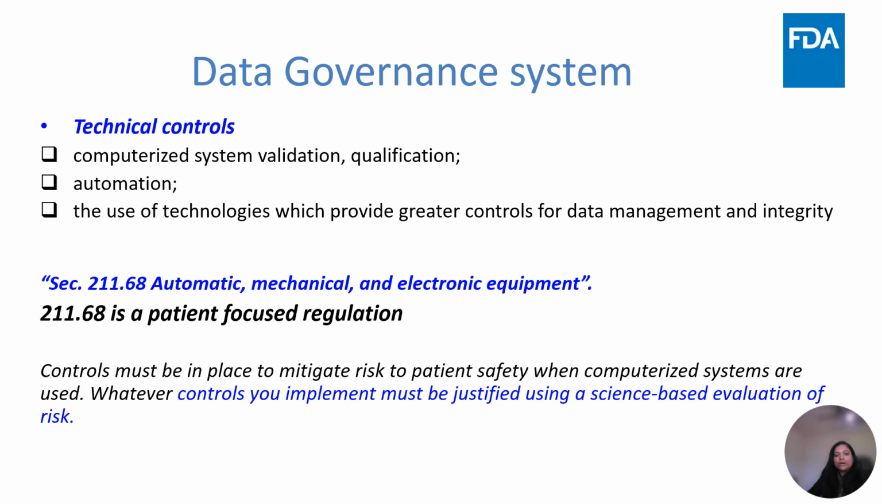Software and hardware go under technical controls, which include any automation or computerized systems and the use of technologies which provide greater control for data. Those need to be validated and qualified for performing a job, meaning computerized systems associated with any unit operations or labs need to be qualified and validated for an intended use.